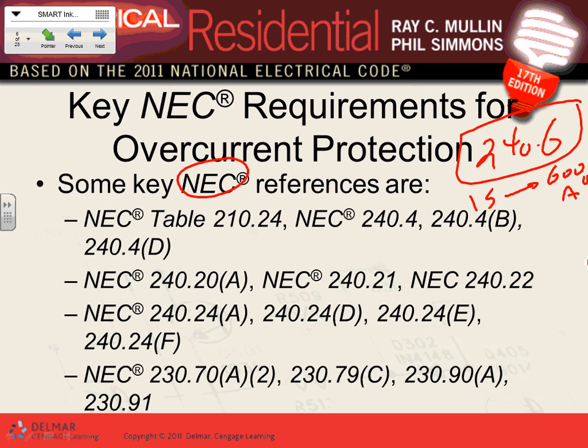Circuit breakers have to have an available short circuit rating on them. So is it going to be able to interrupt 100,000 amps, or 35,000 amps, and so forth? That's called the interrupting rating of the circuit breaker. So they have to have an interrupting rating.